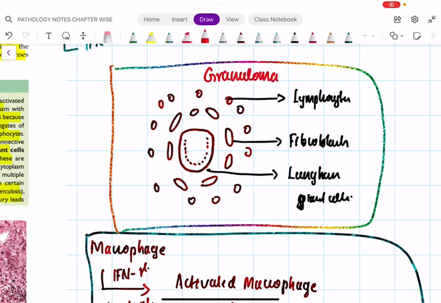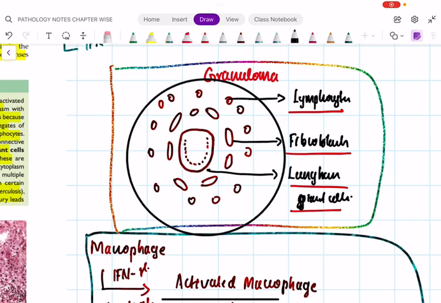MCQ: all of the following are a part of granuloma except, and whatever among these three things is not there in the options, you can mark that as the answer. These three are the constituents of a granuloma. This is the structure of granuloma. What are Langhans giant cells? The epithelioid cells undergo fusion to form a multinucleated structure. We call it Langhans giant cells.